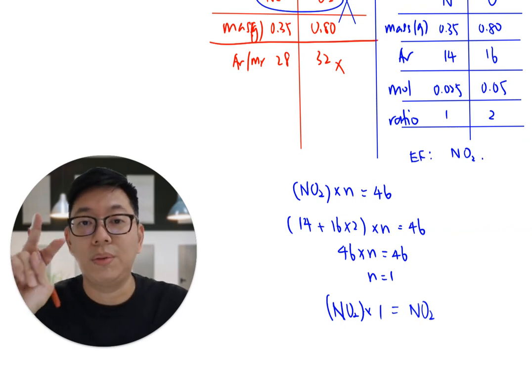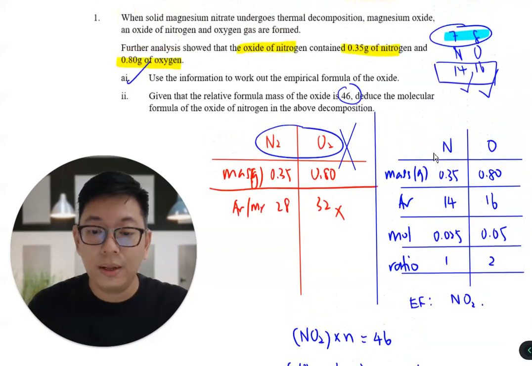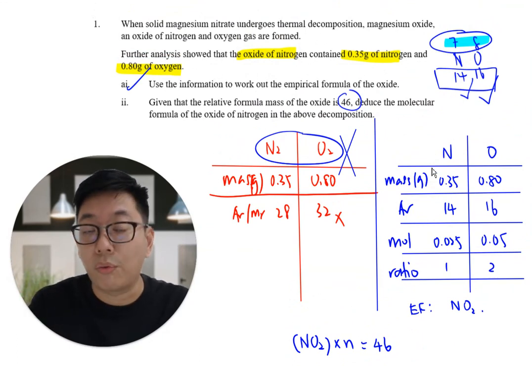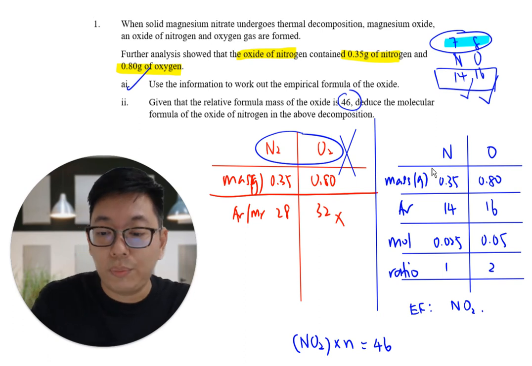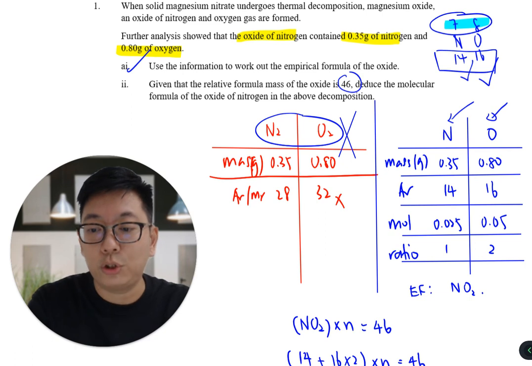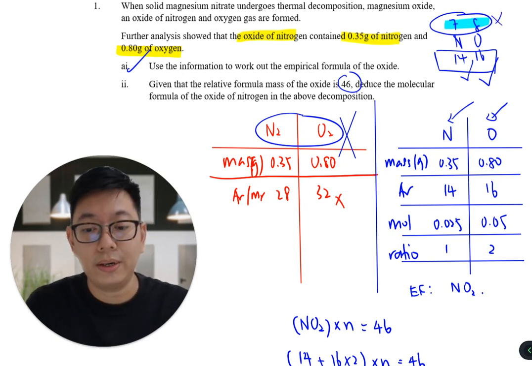So two commonly made mistakes. Once again, number one, if you're given diatomic molecules, chlorine, fluorine, bromine, oxygen, nitrogen, you want to make sure that you write them as atoms here, and make sure you do not use your number of protons. Okay, so watch out for that.